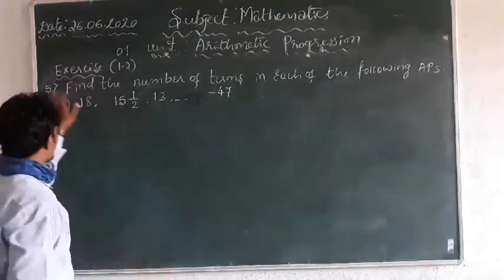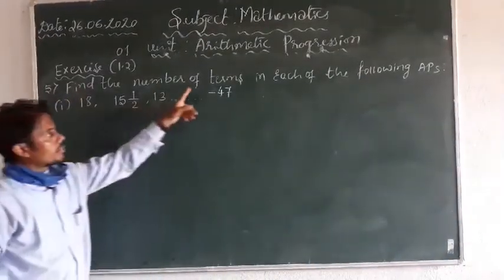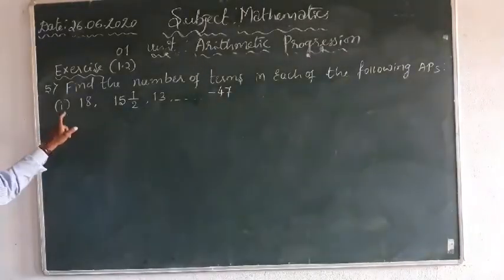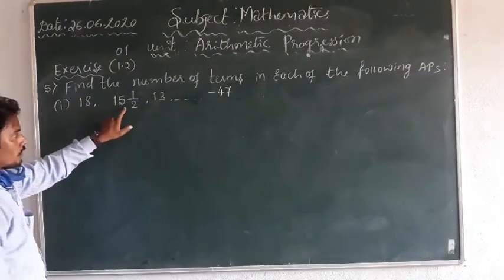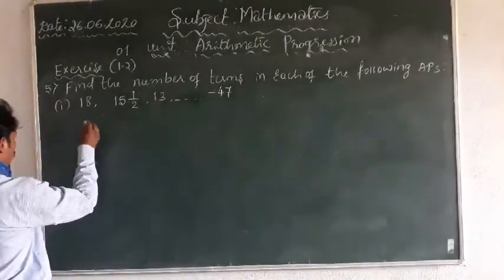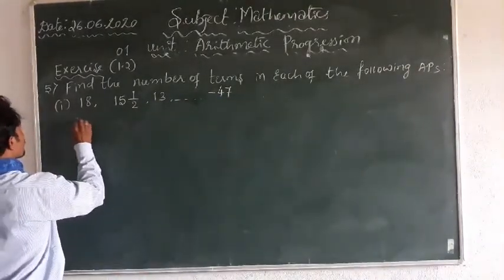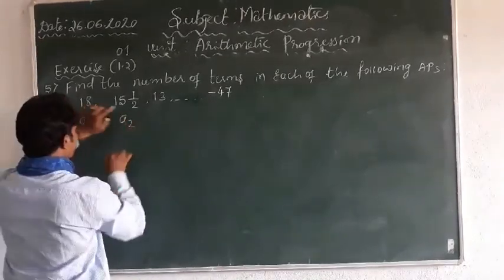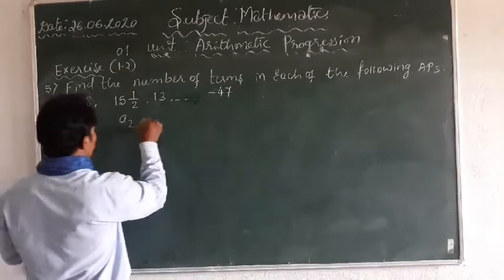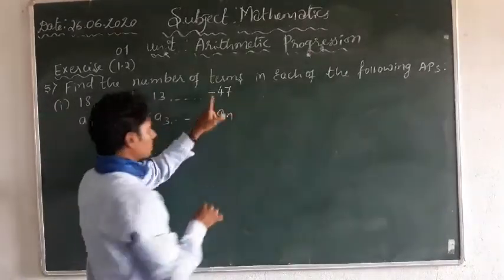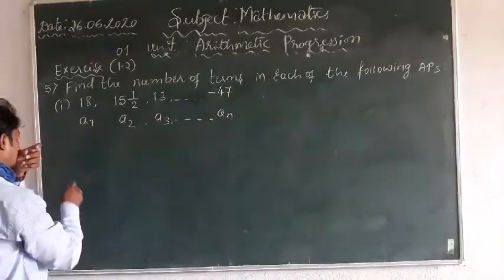Dear students, the fifth question we have: find the number of terms in each of the following APs. First question: 18, 15 and a half, 13, minus 47. First term is 18, second term is 15 and a half, third term is 13 and so on, nth term is minus 47.